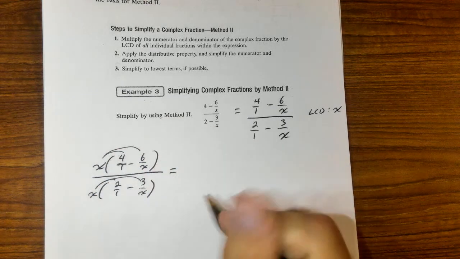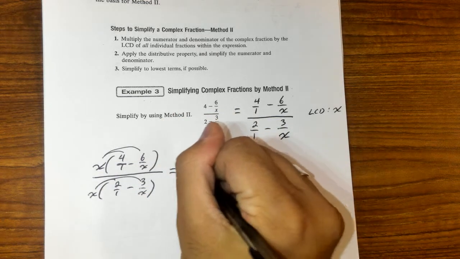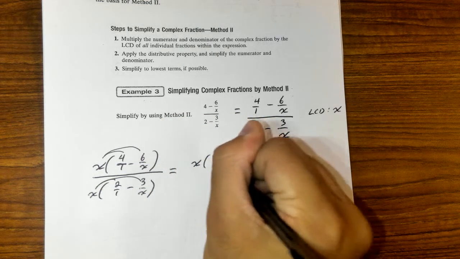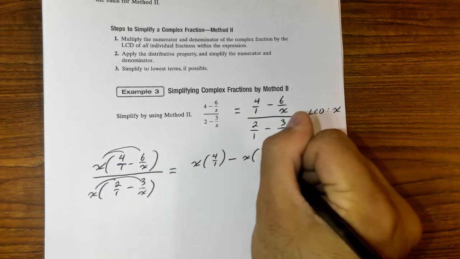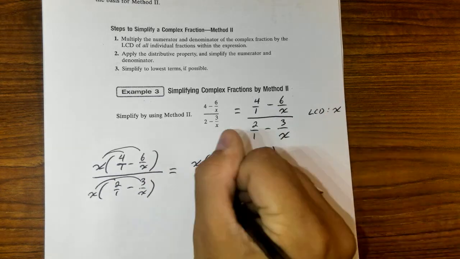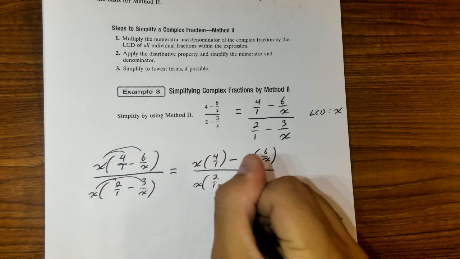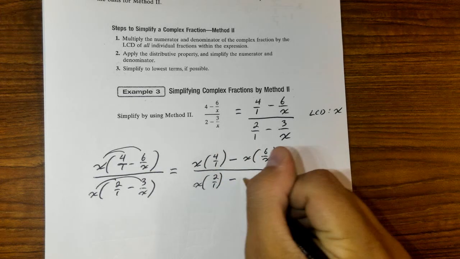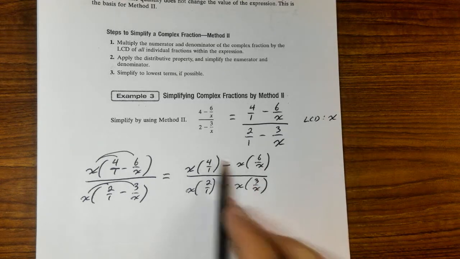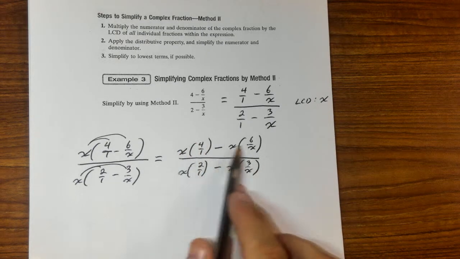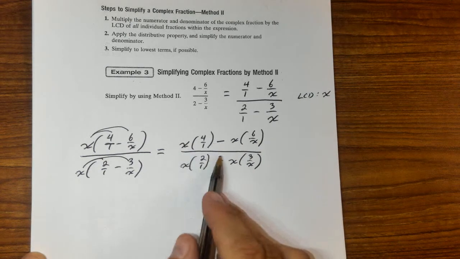But I am going to show the application of the distributive property for each term. So this is x times 4 over 1, and then minus sign, x times 6 over x, all of that divided by x times 2 over 1 minus sign x times 3 over x. Now that I'm multiplying every term by my LCD, these fractions will be gone. Let's look at them one at a time.